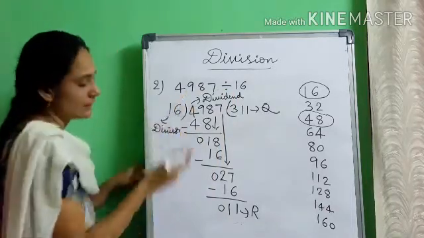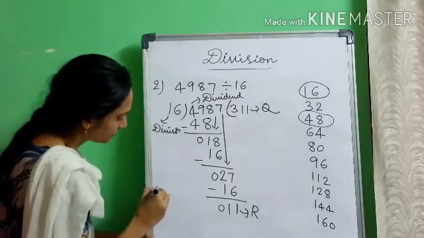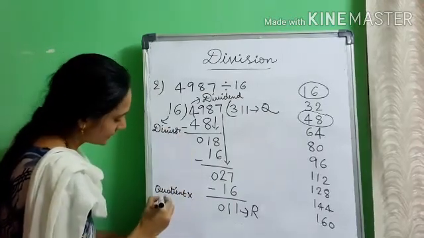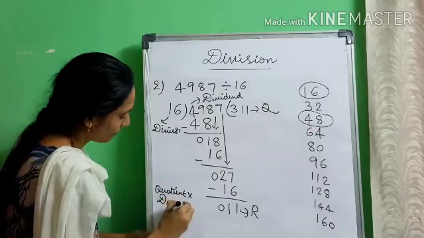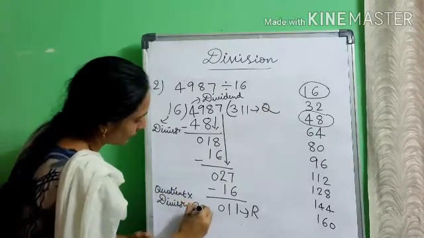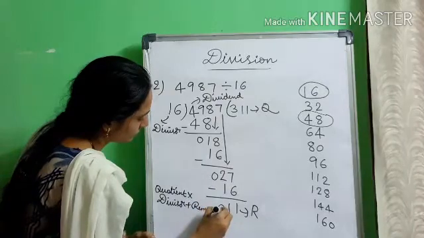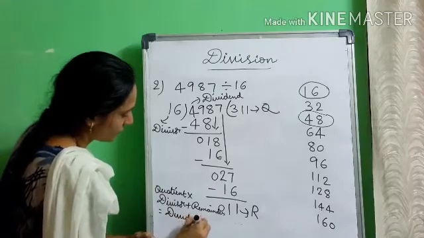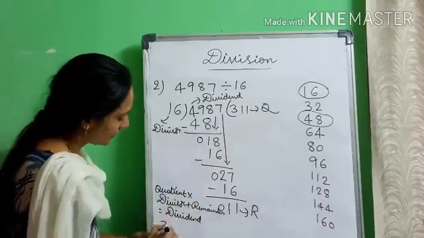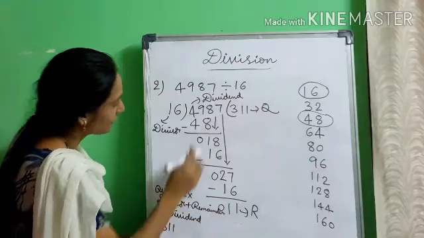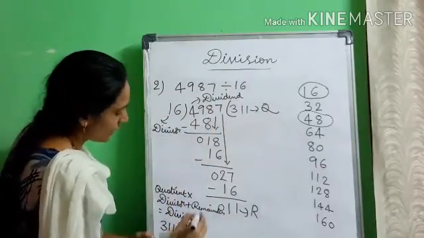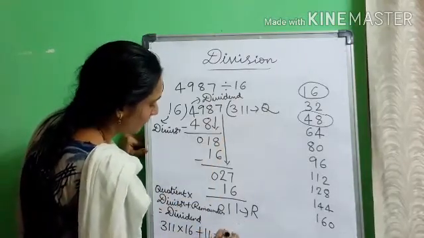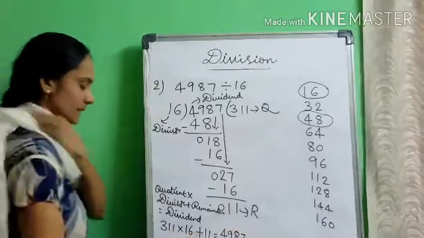Now how to check whether the division is correct or not? Quotient into divisor plus remainder is equal to dividend. What is the quotient? Quotient is 311. What is the divisor? Divisor is 16. And what is the remainder? Remainder is 11. And what is the dividend? 4,987. Multiply these two numbers.